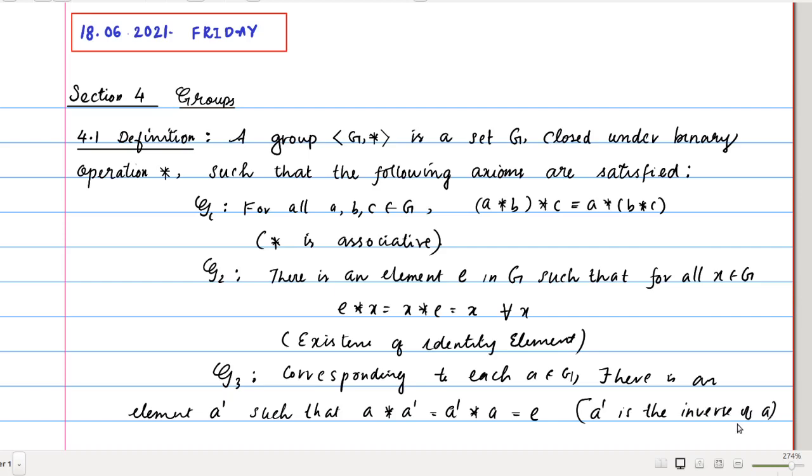In order to define the inverse of an element a, we need to define the identity element first. So the order of these axioms is very important. First you define associativity and establish the existence of identity, and only then can you get the existence of inverse elements. If every element of G has an inverse, then we can say that G3 is satisfied. So if an algebraic structure (G, star), where star is a binary operation and G is closed under it, satisfies these three conditions, we call such a structure a group.